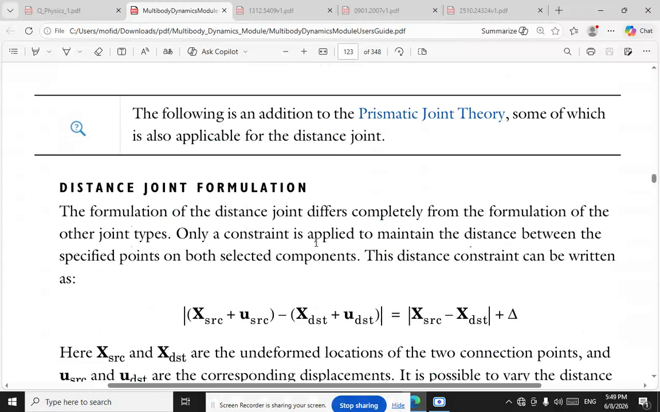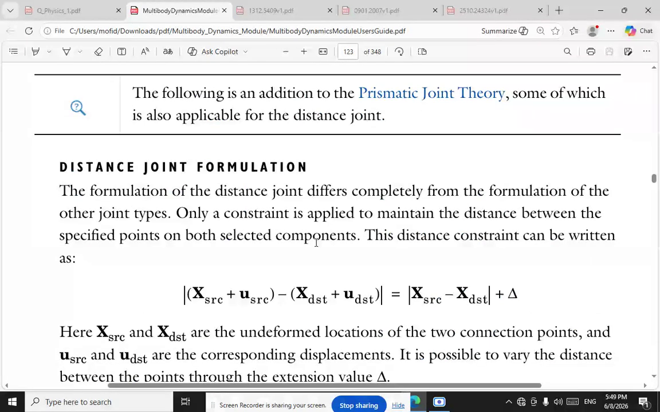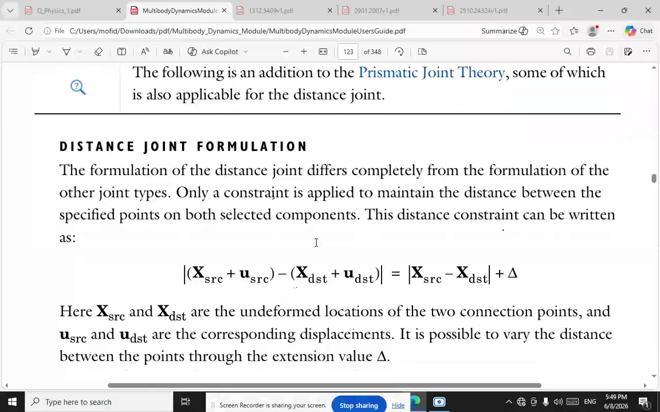Distance joint formulation. The formulation of the distance joint differs completely from the formulation of the other joint types. Only a constraint is applied to maintain the distance between the specified points on both selected components. This distance constraint can be written as the absolute value of X source plus U source minus parentheses X destination plus U destination is equal to the absolute value of X source minus X destination plus delta.